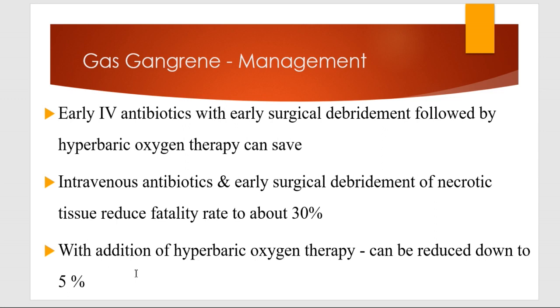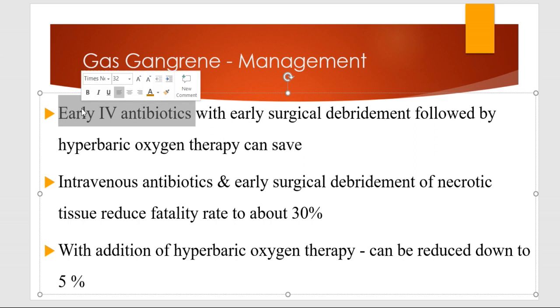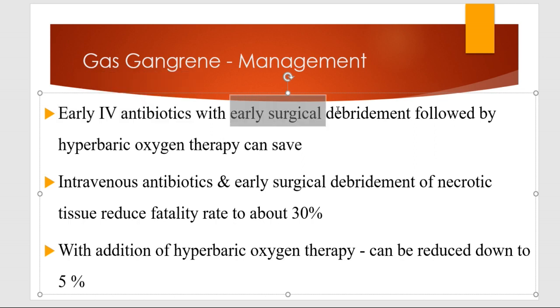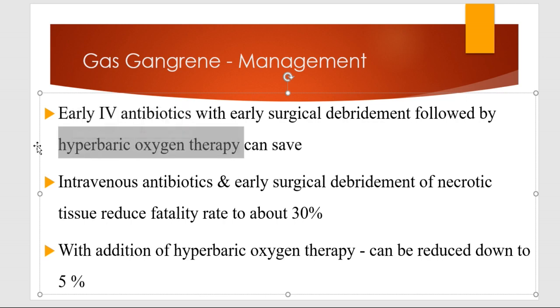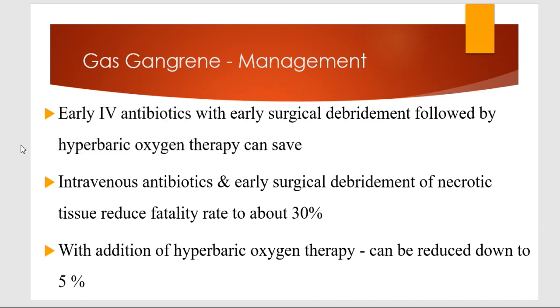As far as the management is concerned, early IV antibiotics with early surgical debridement followed by hyperbaric oxygen therapy can save the patient sometimes. Intravenous antibiotics and early surgical debridement reduce the mortality rate to about 30%, and if we add hyperbaric oxygen therapy to this management, this fatality rate can be reduced down to 5% sometimes.